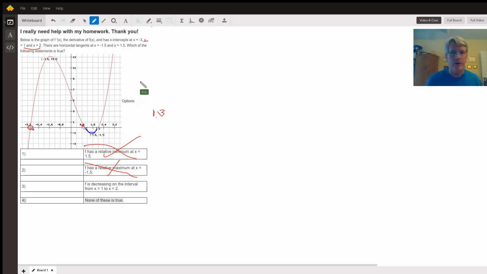I think the main point that you get from this particular question is the only time you have a max or a min, a relative max or a relative min, is when its derivative is equal to 0 at those points. And of course, if the derivative is negative, the function is decreasing, and if the derivative is positive, the function is increasing.